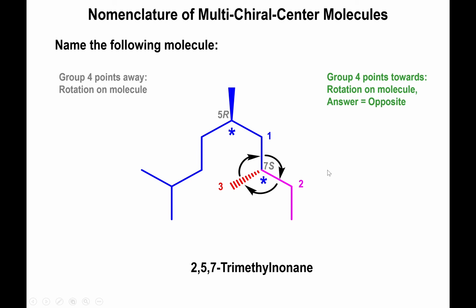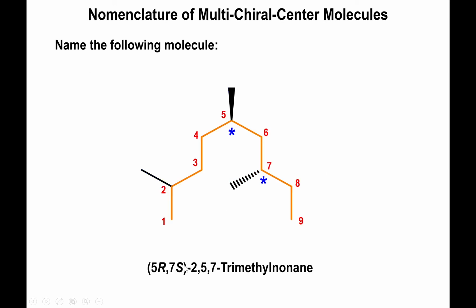So all we need to really do is, in front of the molecule, within parentheses, we write that out: 5R, 7S. And the idea is that you want to go in numerical order. So you want to list the configuration at position 5 first, then the configuration of position 7 is listed, and you separate them by commas. But the entire thing is in parentheses in front of everything else for the name.